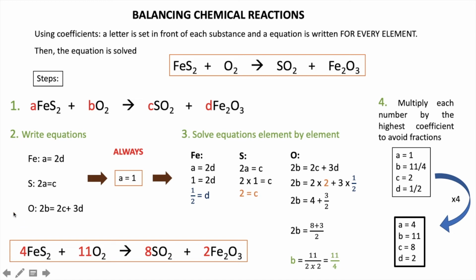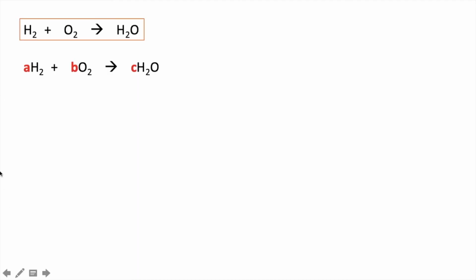Let's see. How many irons? 4. And on the products side, 2 multiplied by 2, 4. Good. Sulfur, we have here 8 and here 8. Good. Oxygens, 22: 8 multiplied by 2, 16, plus 6, 2 multiplied by 3, so 22. Good. So now our chemical reaction is balanced. Let's see another example.